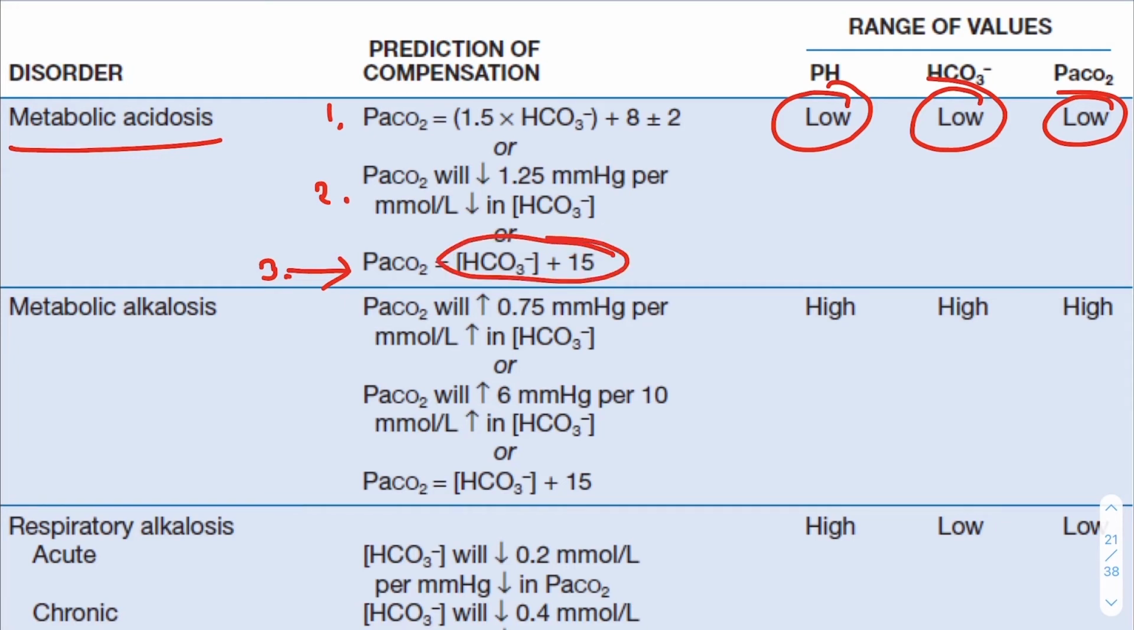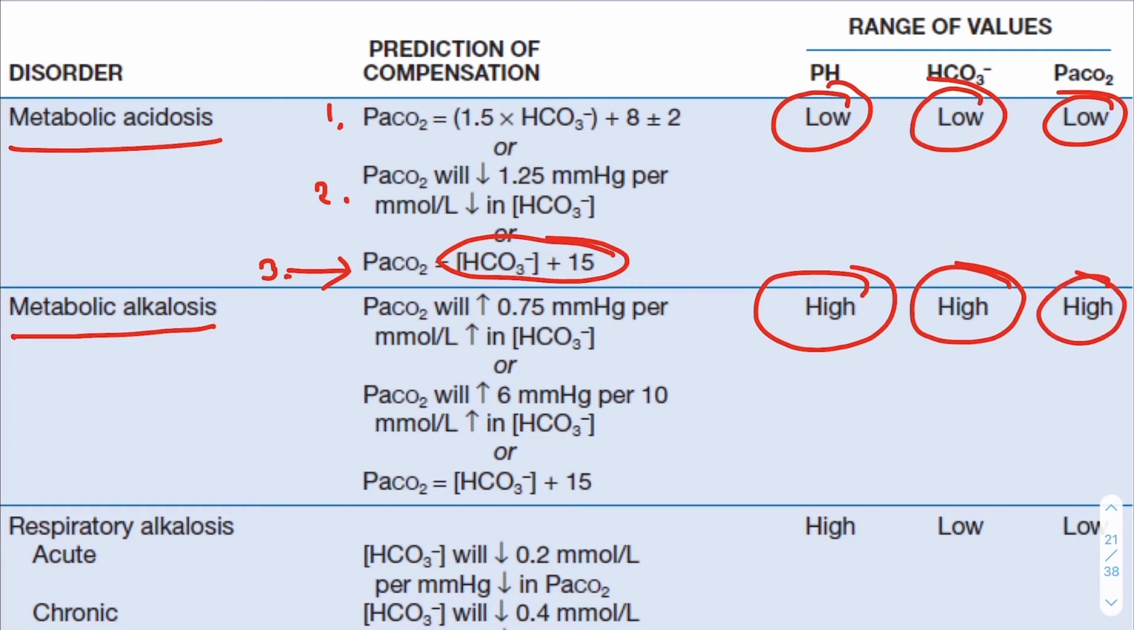Metabolic alkalosis means pH will be high, bicarbonate also high. Now in this case, the respiratory system will try to conserve more carbon dioxide as a compensatory mechanism. So PCO2 will be high. How much high will it be? PCO2 will be bicarbonate value plus 15. Again, there are three formulas, 1, 2 and 3. The third one is kind of easier.